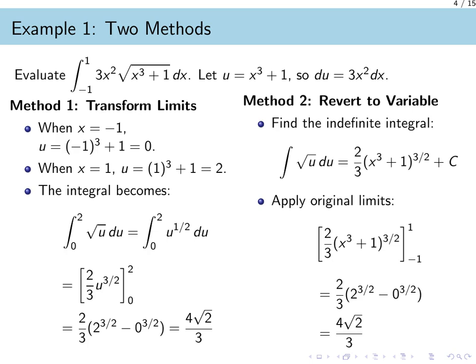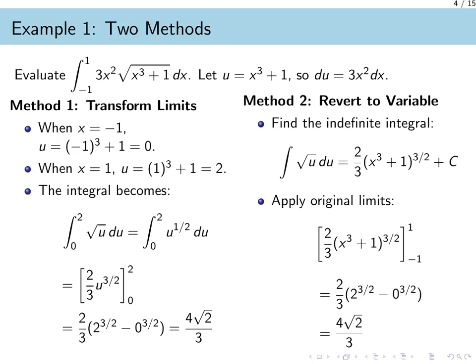The integral we want to solve is the integral of 3 times x squared times the square root of the quantity x cubed plus 1, from x equals -1 to 1. In the first method, we transform the limits of integration. We set u equal to x cubed plus 1. This means our original x limits of -1 and +1 become new u limits of 0 and 2. We can then evaluate the much simpler integral of the square root of u, from 0 to 2, which gives us the final answer directly.